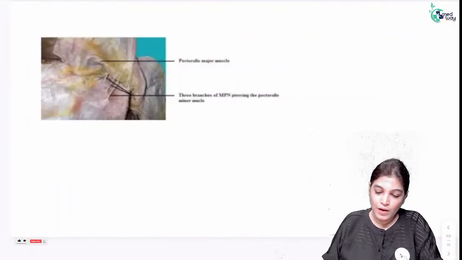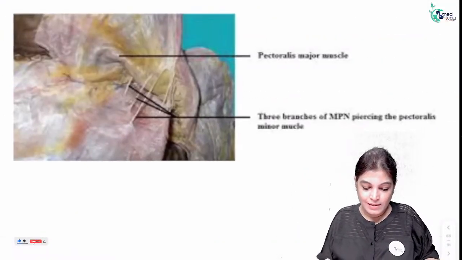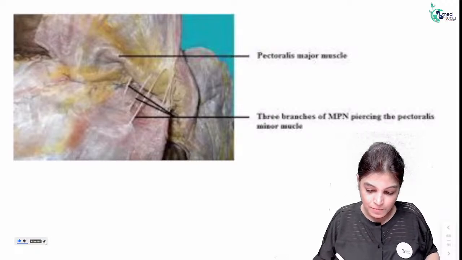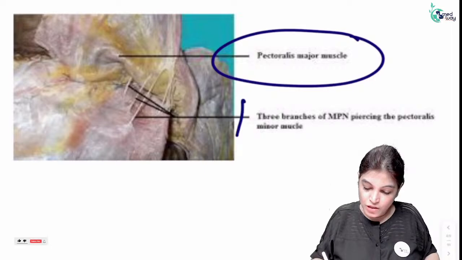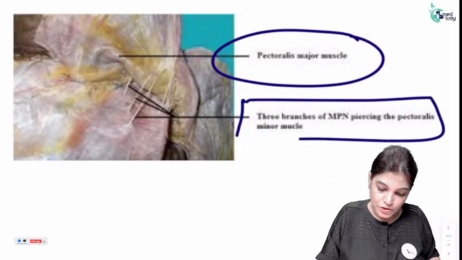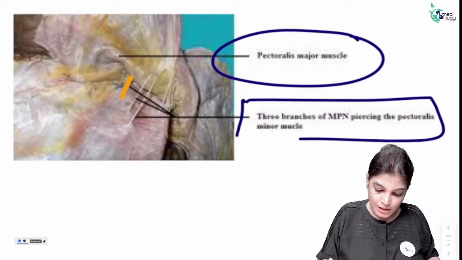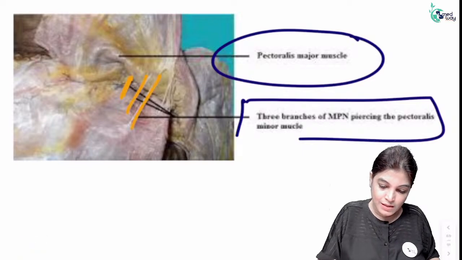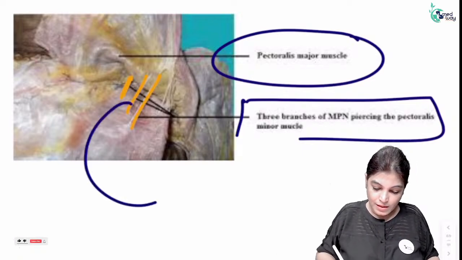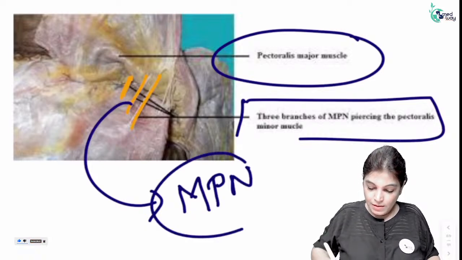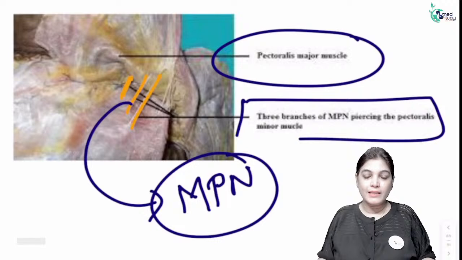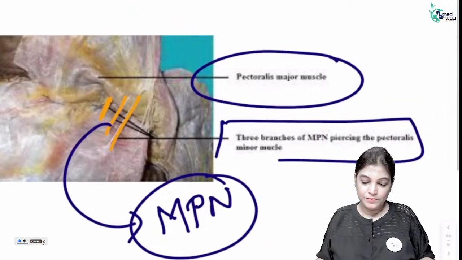Now here one more image is there. In this image you can see the pectoralis major muscle has been reflected and the nerves branching, so you can appreciate these nerves. Actually these nerves are the MPN, the medial pectoral nerve, which is piercing the pectoralis minor muscle and then going towards the pectoralis major muscle.